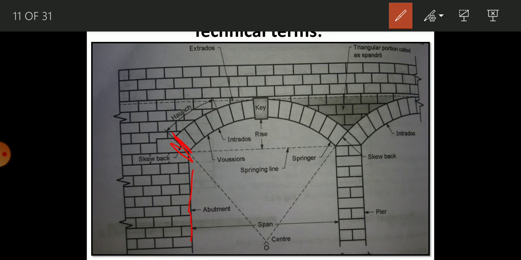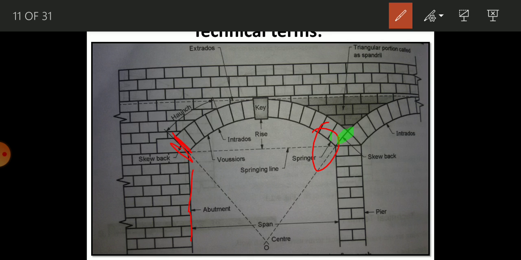Okay, the next part is the springer. So what is the springer? It is the first voussoir at springing level, immediately adjacent to the skewback. It is termed a springer. This portion is called the skewback. You can see that the first voussoir at springing level, which is immediately adjacent to the skewback, is called the springer.